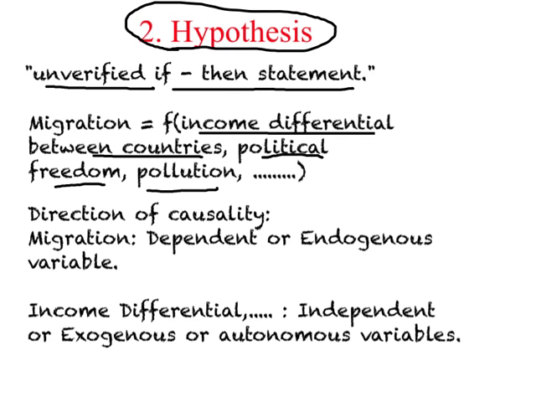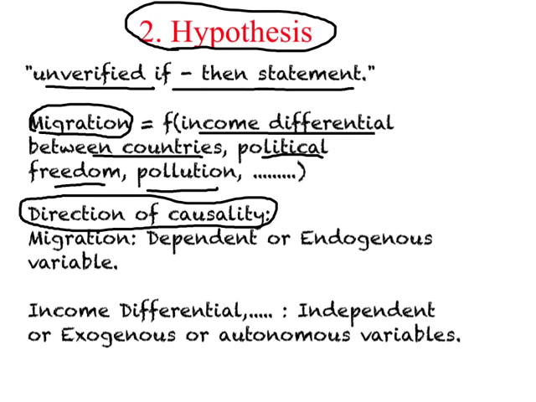Now when I write down the hypotheses, what I have in mind is direction of causality, and by this we mean the following. We believe that migration is the variable that I want to explain, and so migration is called the dependent or an endogenous variable, the variable that I want to explain. And since dependent and endogenous mean one and the same thing, we'll use them interchangeably during this course.